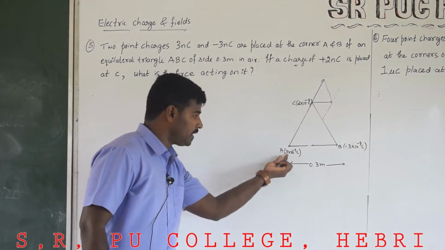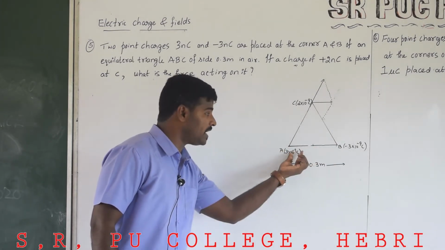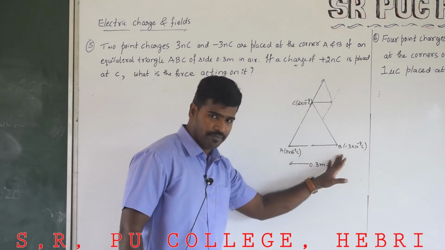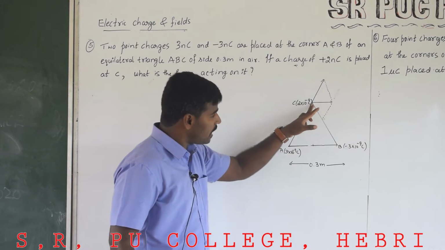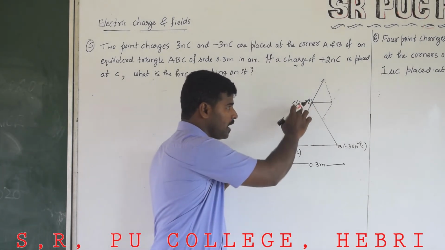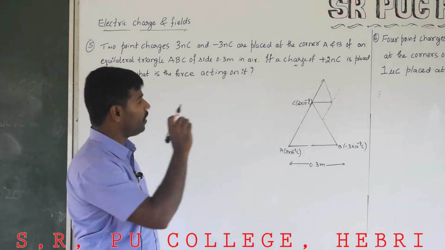The two charges 3 into 10 raised to the power minus 9 as well as minus 3 into 10 raised to the power minus 9 are placed at the two corners of the equilateral triangle, A and B, in which the third charge is introduced at the point C, with the charge 2 into 10 raised to the power minus 9 coulomb. What is the force acting on it?